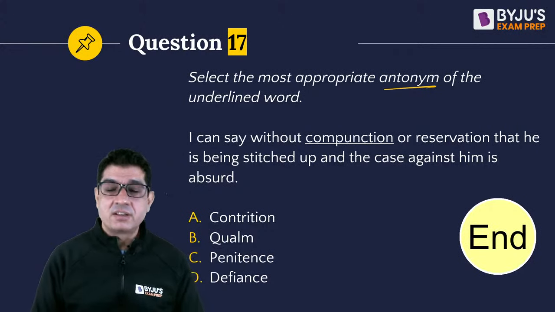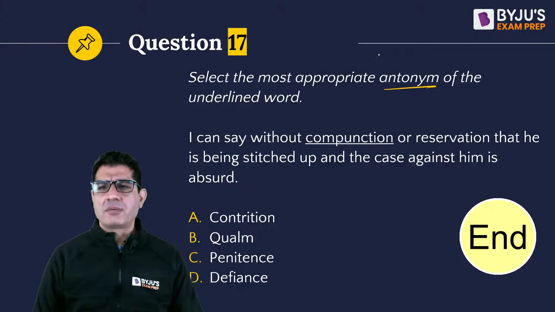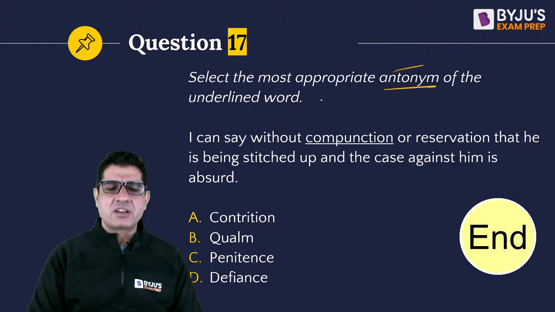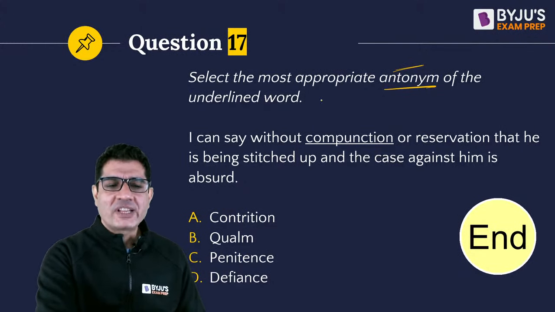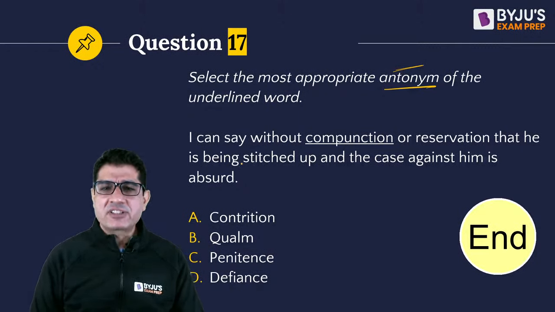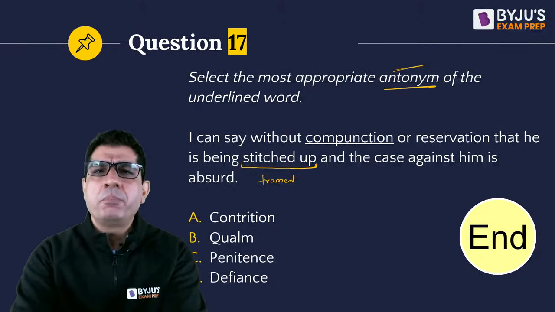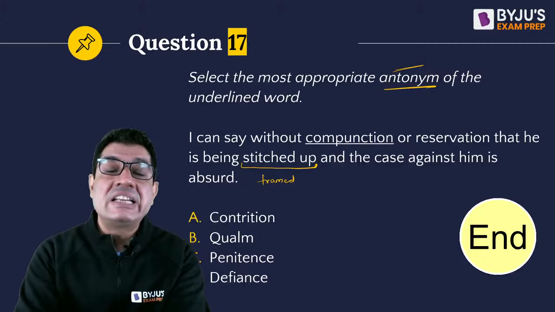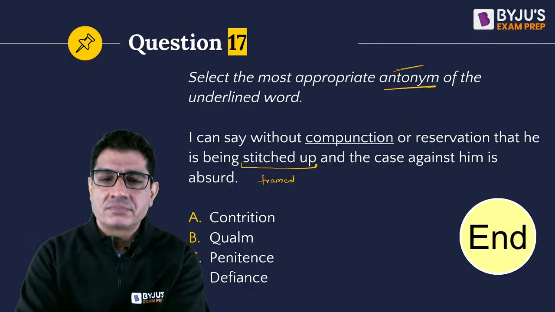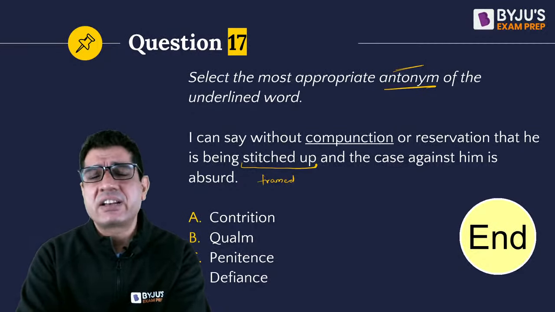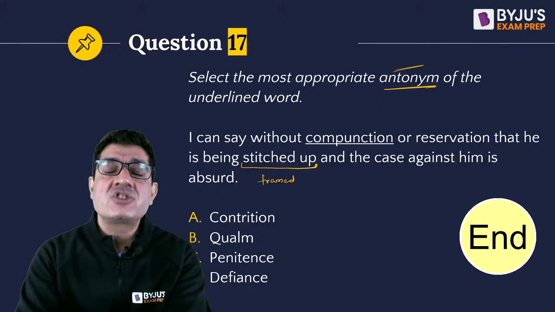Past 11. You sure? Remember, the question is about picking up the antonym. So what is the meaning of the word compunction? Before that, here's an interesting phrasal verb. Okay, stitched up. If somebody is stitched up, then it means that he is framed to deliberately make someone look guilty of doing something, right? So we can use it in a sentence like, he claims he was stitched up by the police.